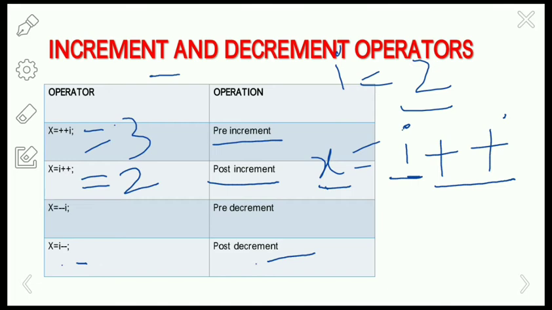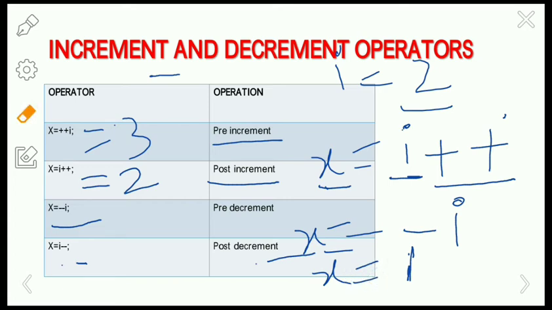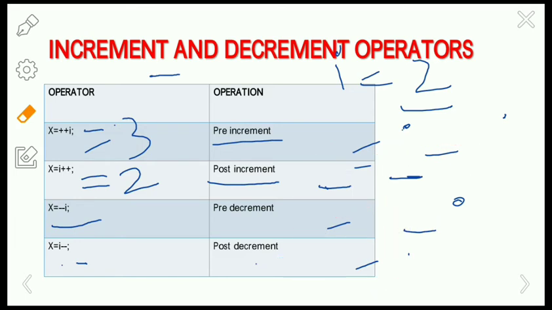Okay, so here this is the syntax. x equals --I. First of all, I'm going to take the I value as 2 here, right? So x equals --I. That means we first decrement the I value by 1, so the answer will be 1, and then assign the value to x. So x will become 1 for the pre-decrement operation.